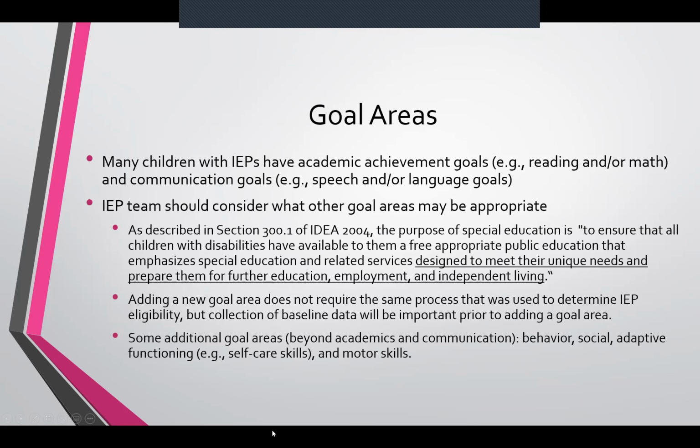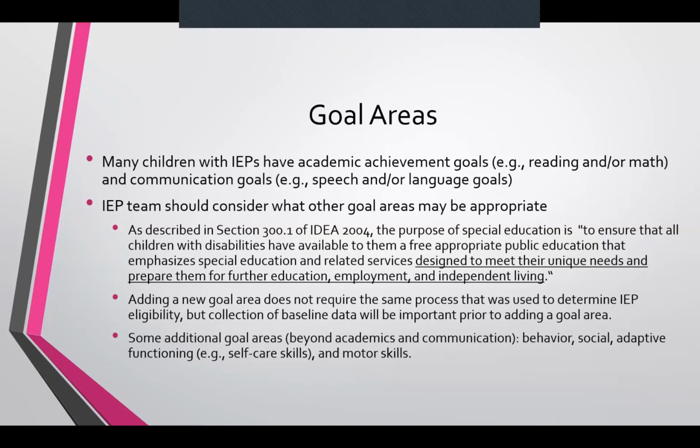And of course, many children with IEPs have academic achievement goals. So similar to what you were hearing with the example video that I showed, where clearly this child had a reading goal as part of their IEP, you know, math goals, writing goals, that sort of thing. And then lots of kids have communication goals, so like speech or language goals or both, where they're working with a speech pathologist. But there are many other goal areas that the IEP team can and should consider when writing an IEP.